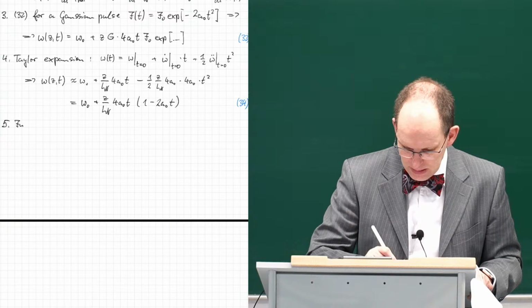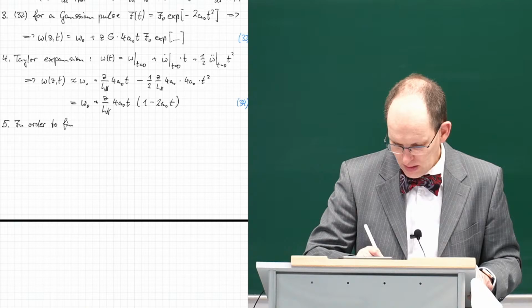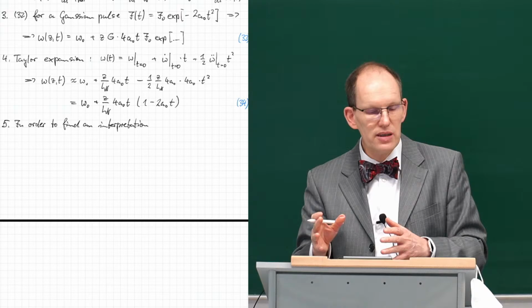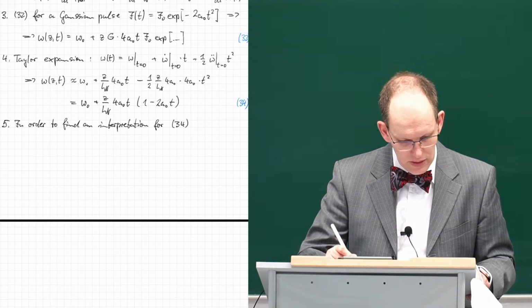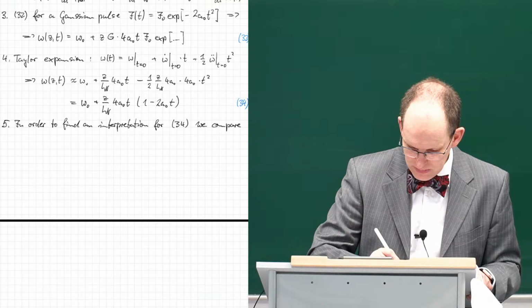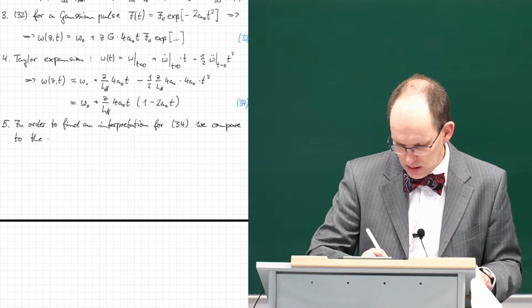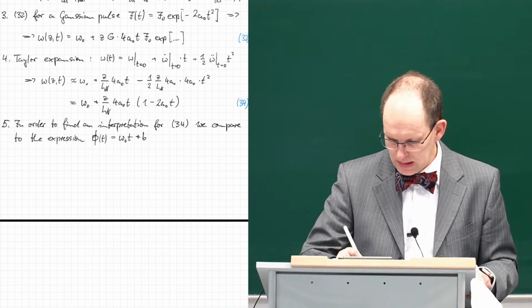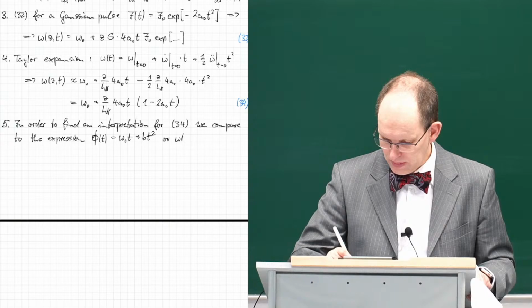So in order to find an interpretation, so what this will do physically. In order to find an interpretation for equation 34, we compare the expression omega t equals omega naught times t plus b times t squared, or omega t equals 2 times b times t.